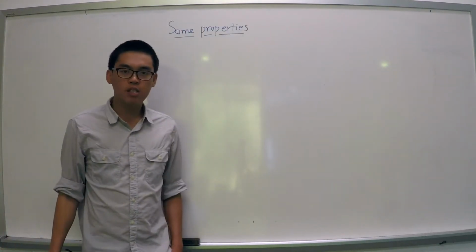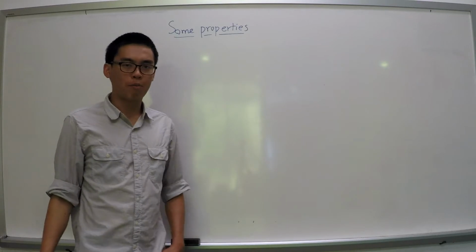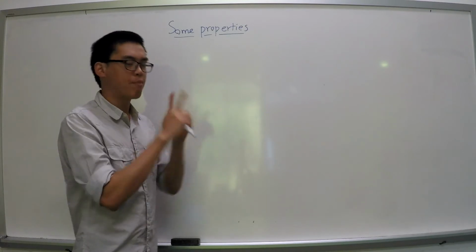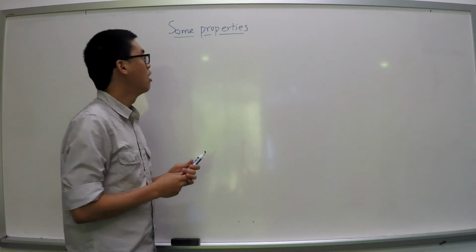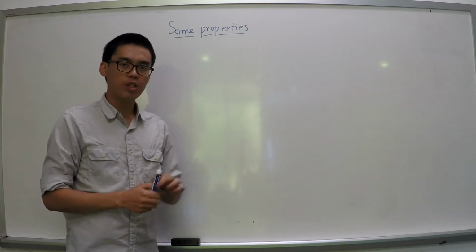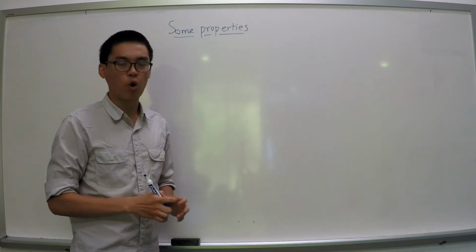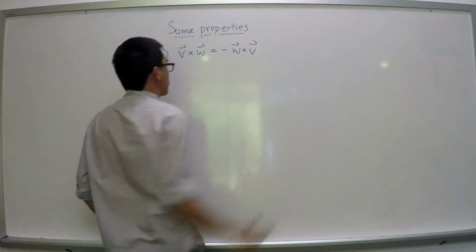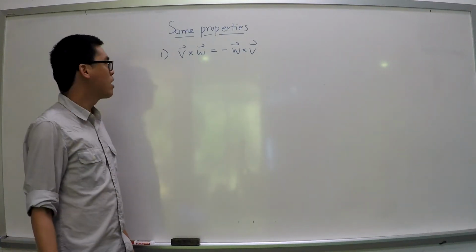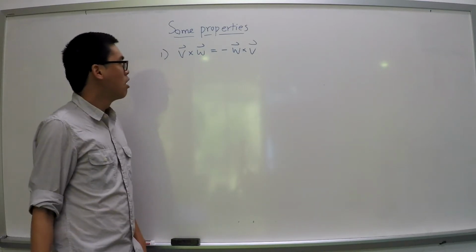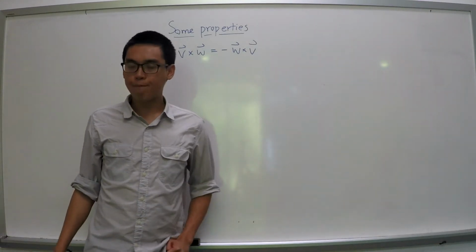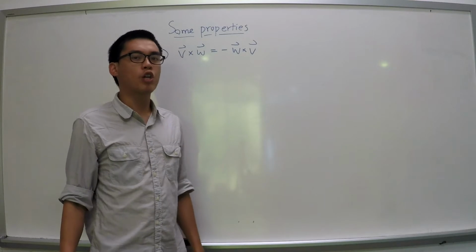Alright, so some properties of cross product. Let's recall back to the dot product. When you have two vectors, you dot them together. It doesn't matter which order you dot them, A dot B, B dot A, they will give you the same answer. Unfortunately, that's not the case for cross product. In fact, if you switch the order of the cross product, the sign will go the opposite direction. So V cross W and W cross V are not the same. Actually, V cross W and W cross V will be the same vector but point in different directions. So the commutative property is not the case for cross product.